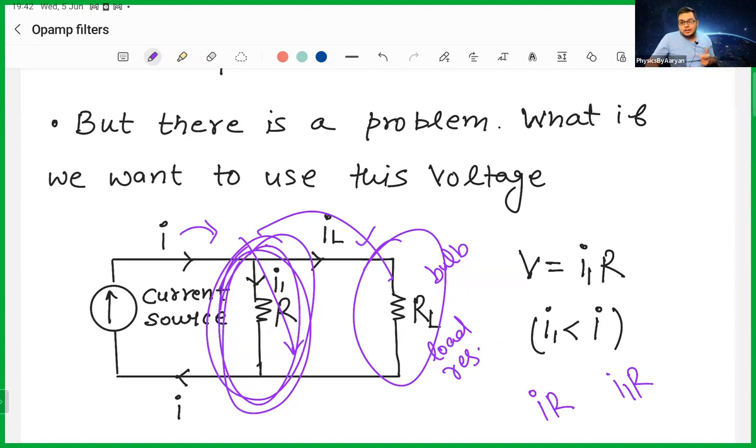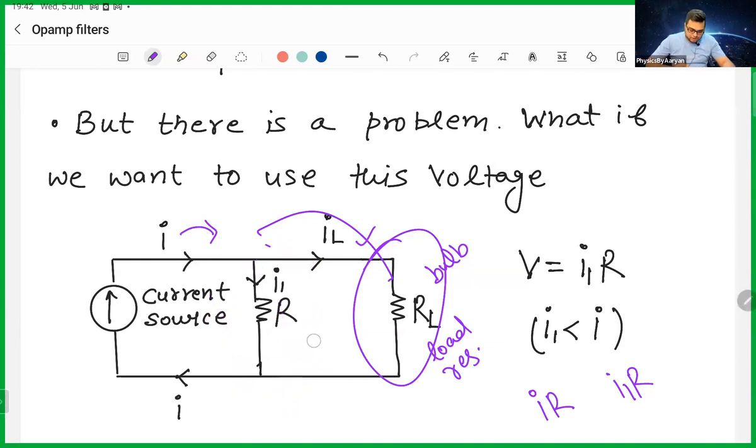If you go and buy a voltage source from the market, it should always give you 9 volt or 10 volt or 20 volt. It should not depend upon what you are putting in. If you are using a bulb, it gives a different voltage. If you use an AC, it gives a different voltage. So everything will change, and then every time you have to check what voltage it is giving.